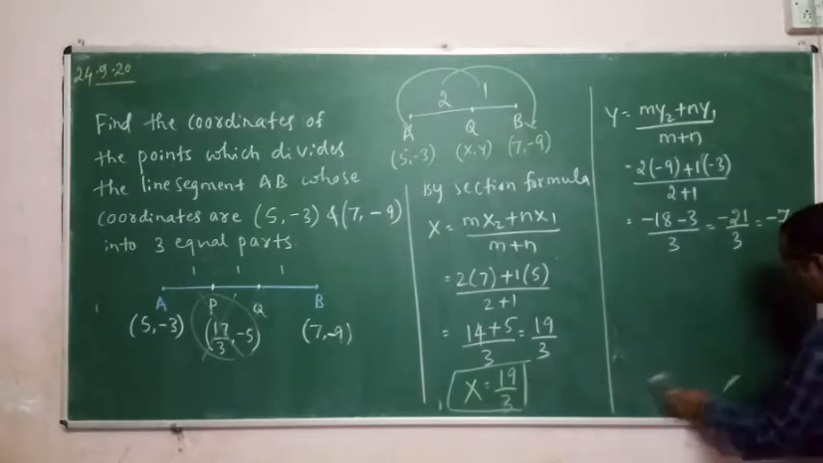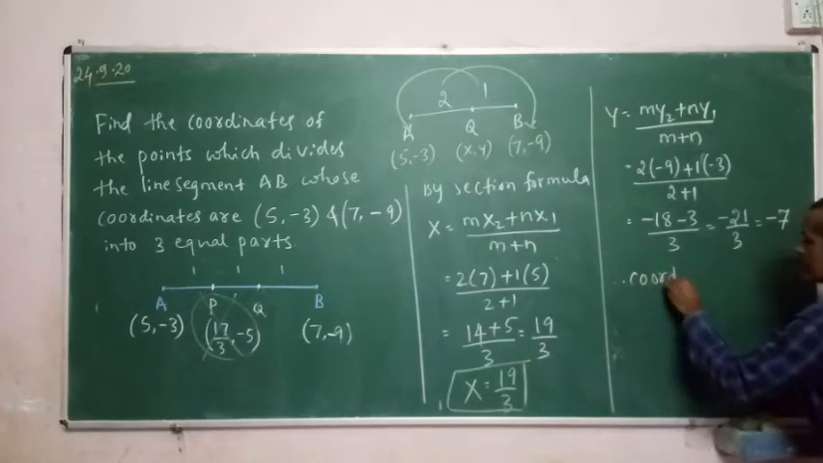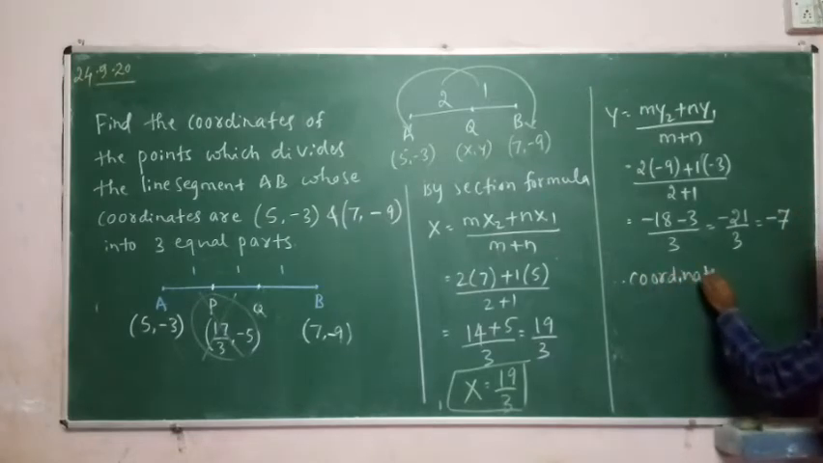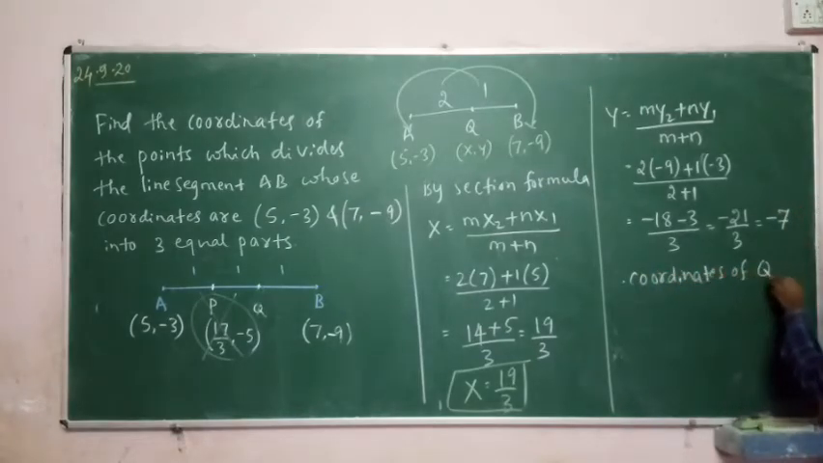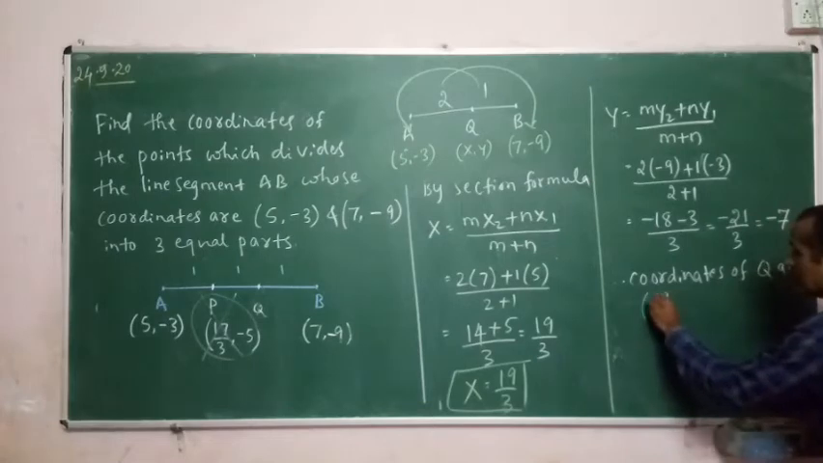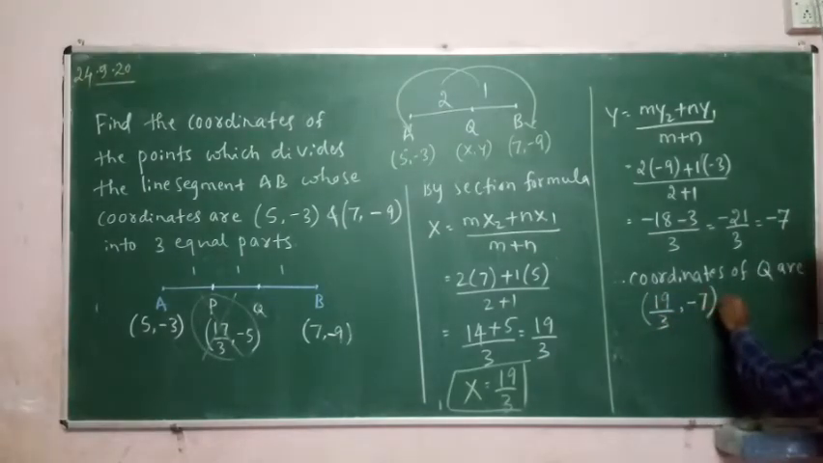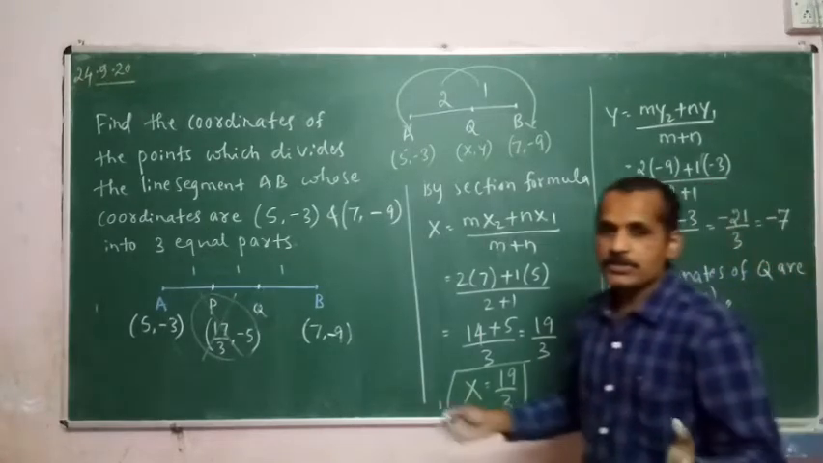Now you can write. Therefore, coordinates of Q. 19 by 3 and minus 7 are the coordinates of point Q.